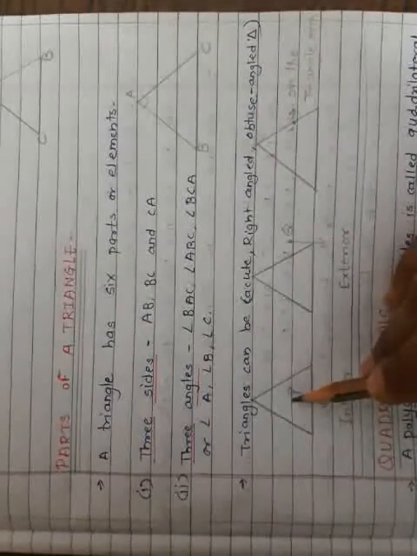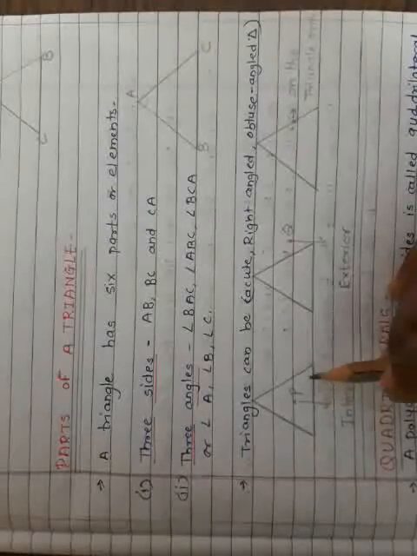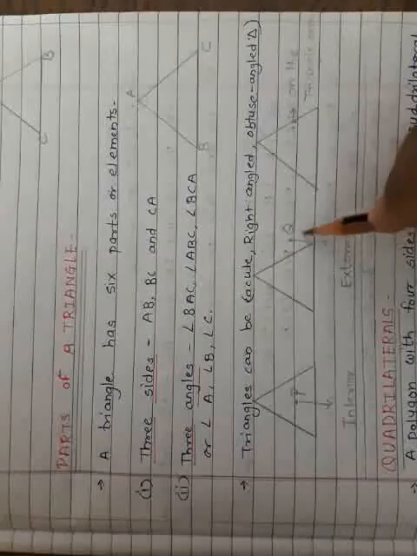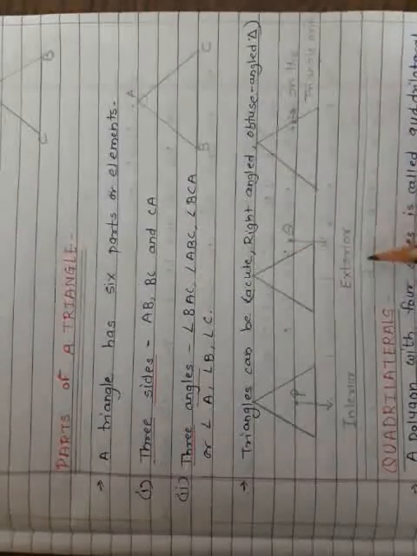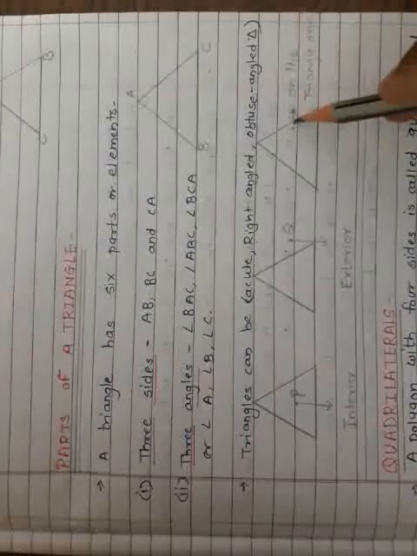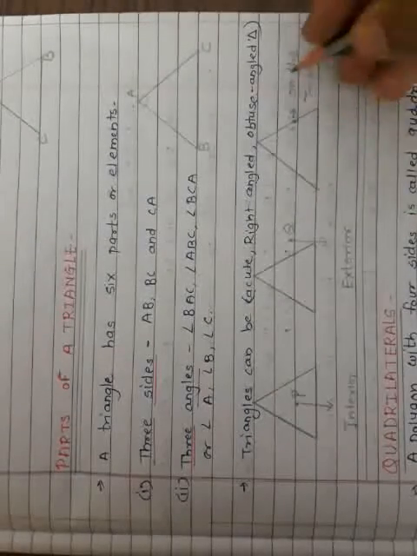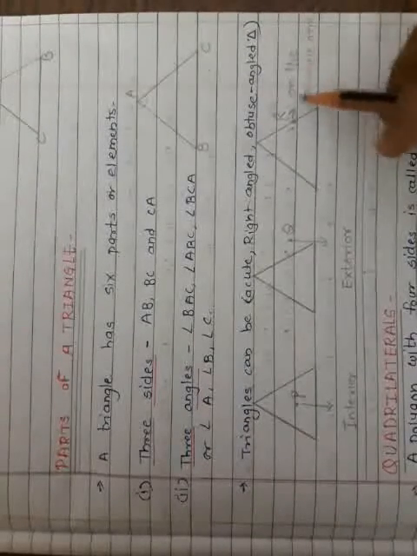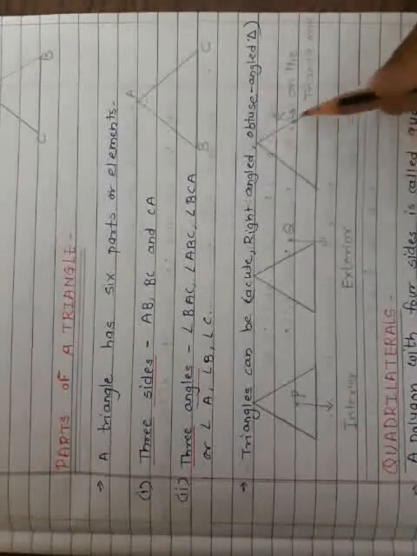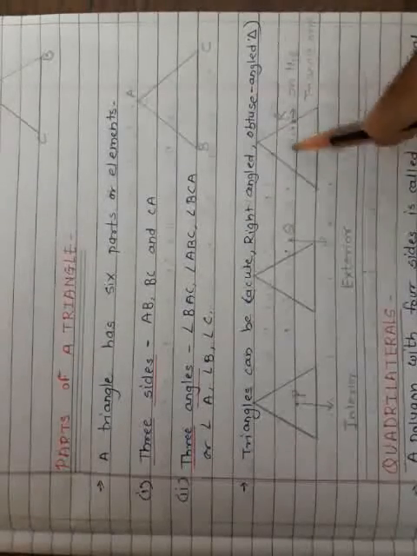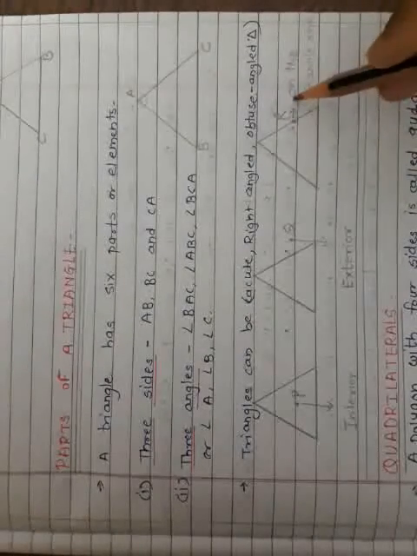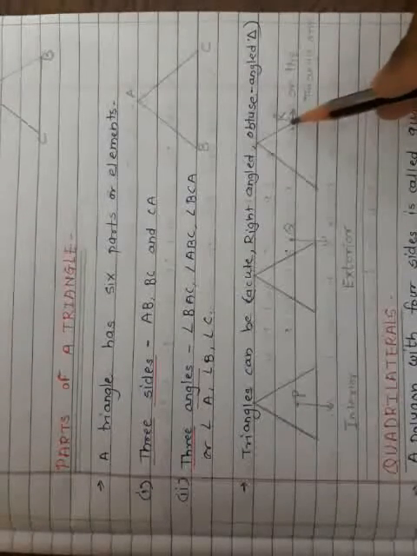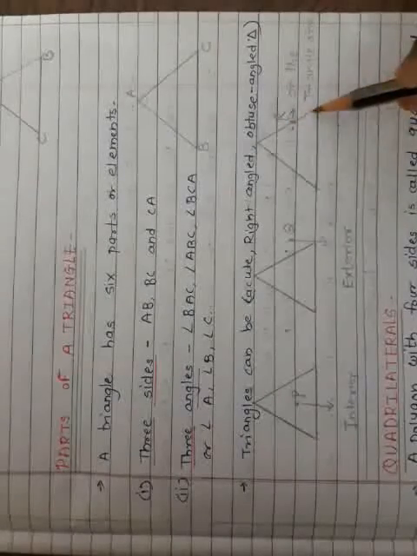This point P is the interior of the triangle. Interior means inside the triangle. Point Q is outside the triangle, so it is the exterior of the triangle. And suppose this point R is on the triangle arm. These are the arms, we can call them arms or sides also. So R lies on the triangle arm means it is on the triangle's arm.